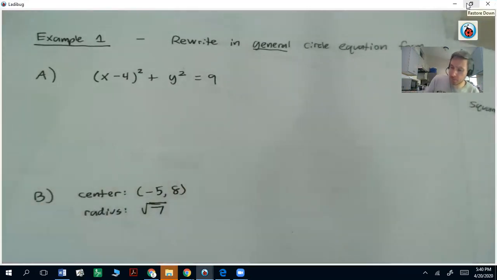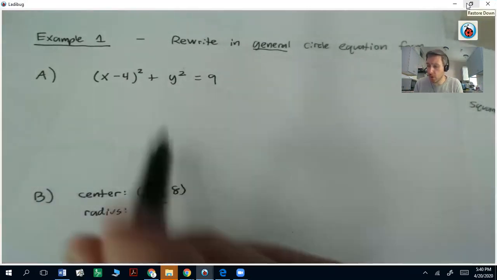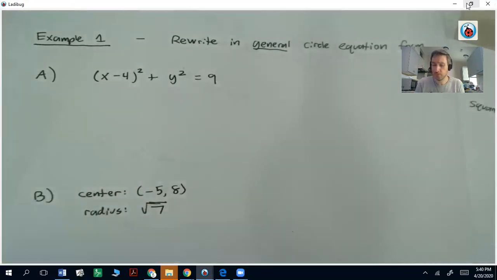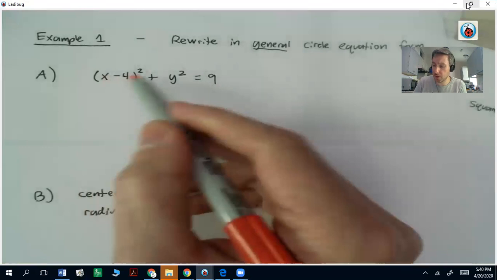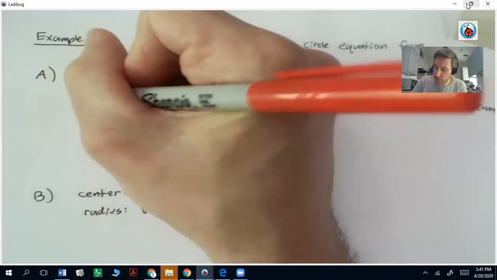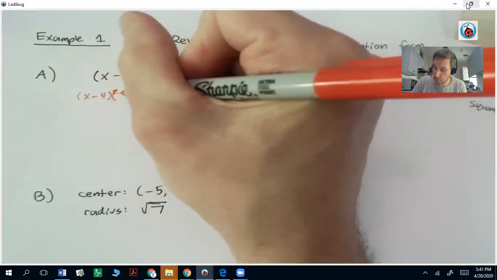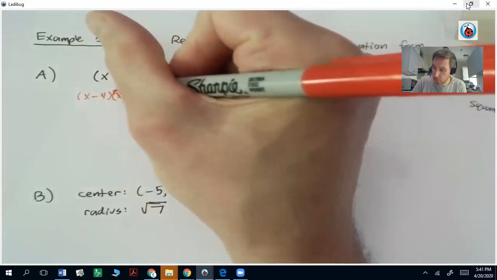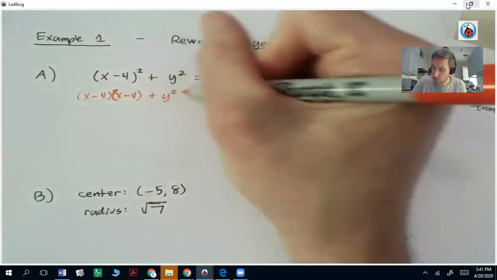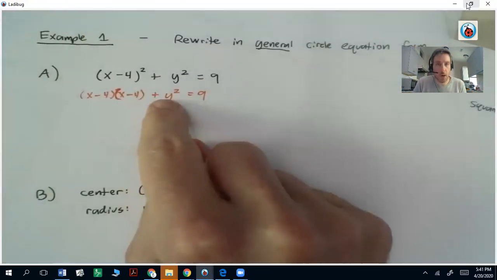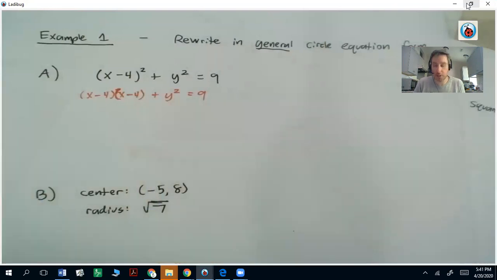So let's look at part A. Circle has an equation of (x minus 4) squared plus y squared equals 9. Anytime that you have a squared term, write it out twice. I don't have anything but y there, so I'm not going to write y times y. It's just going to stay y squared.